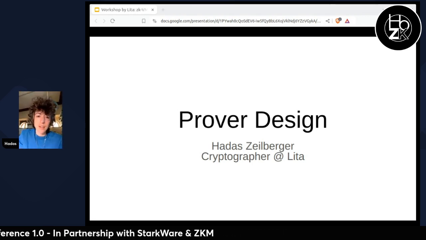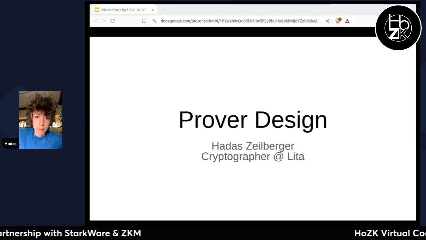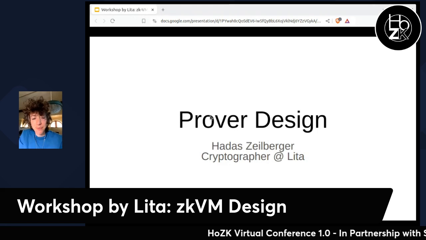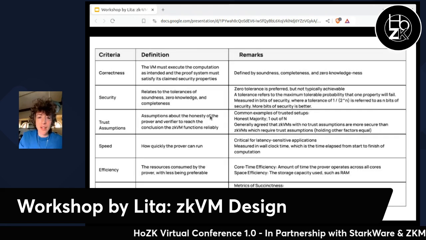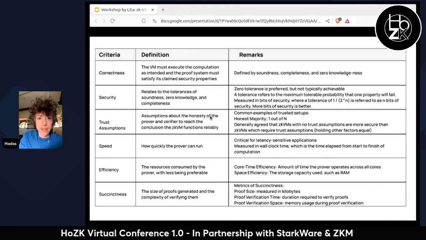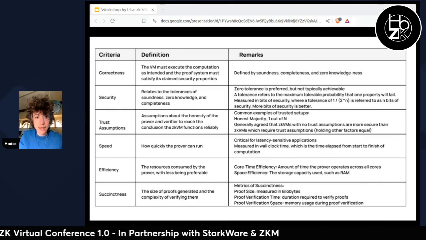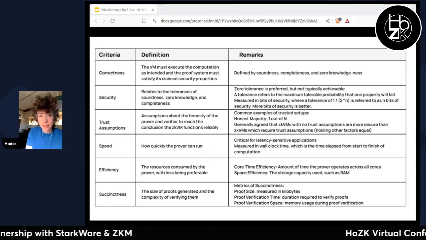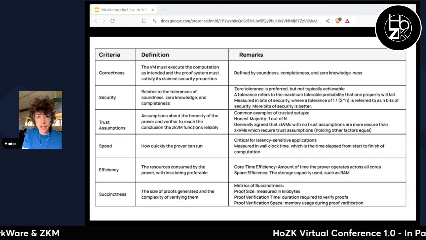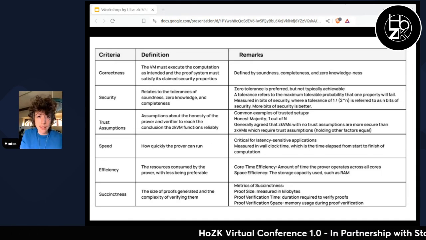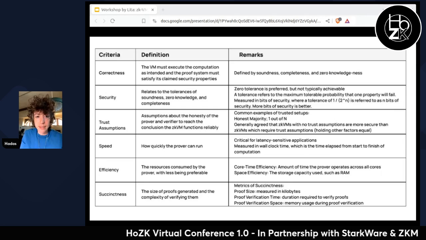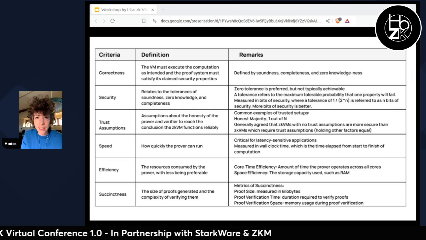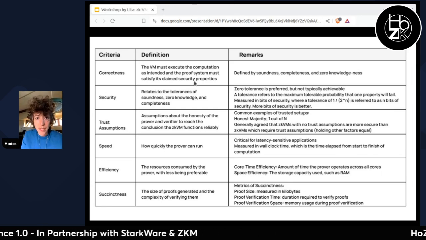Hi, everybody. So I'll be presenting a little bit about our prover design here at Lita. Okay, so when we're creating a zkVM, there's certain criteria that we care about. First, on the cryptography side is correctness and security, which ensures that our zkVM satisfies the notions of security that make it meaningful. So we want completeness, soundness, and zero knowledge.